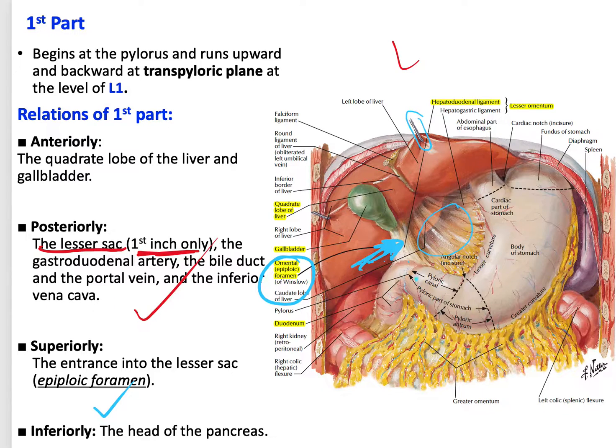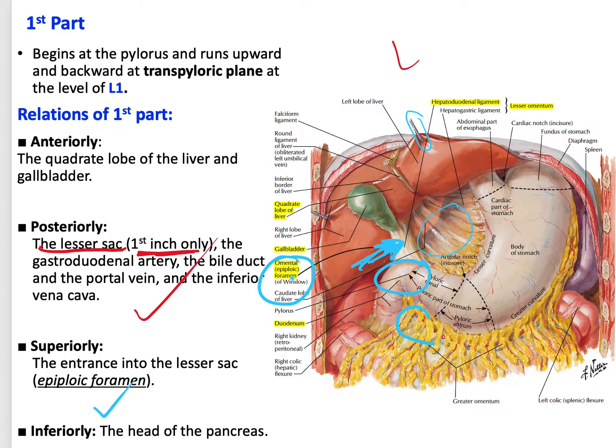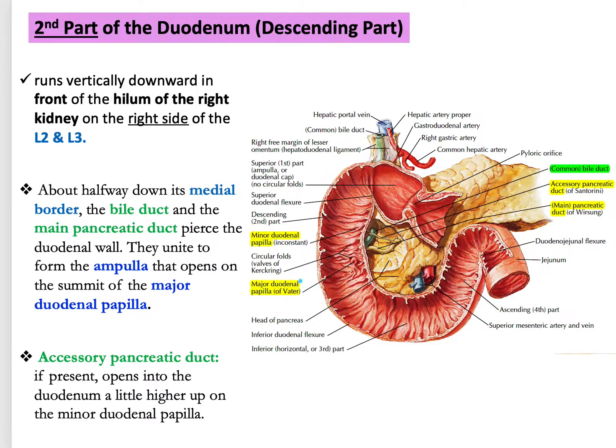Inferiorly, guys, to the first part is the head of the pancreas. Let me show you, which is here. So this is the first part, and inferior to it we have the head of the pancreas. So these structures are very important. So let us move to the second part.